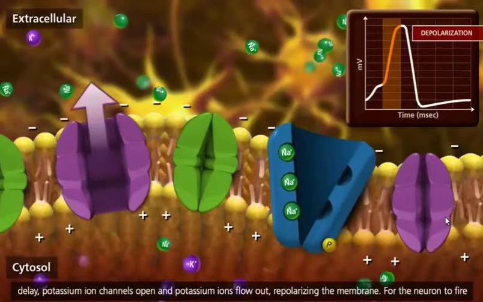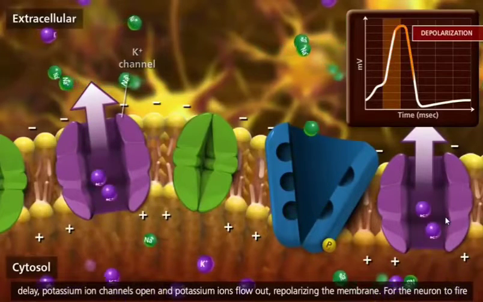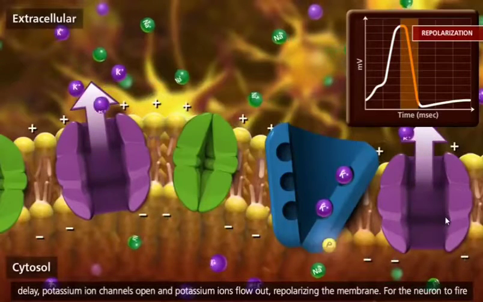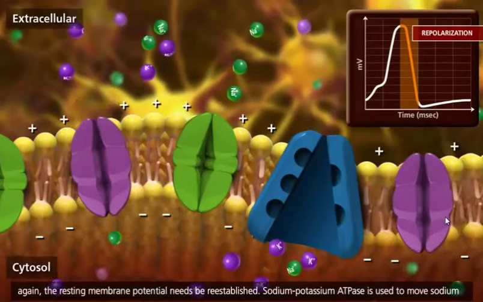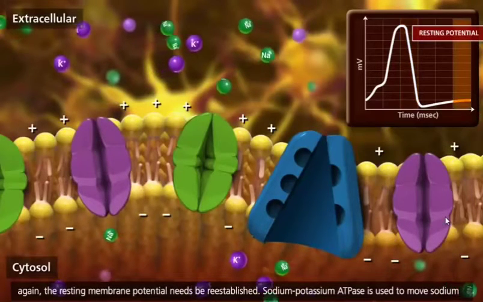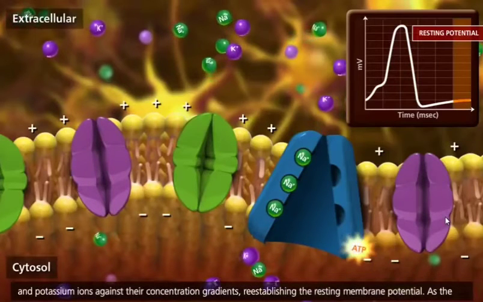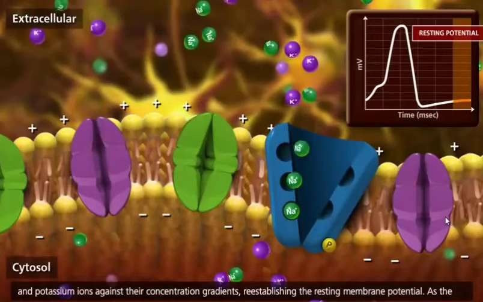After a short delay, potassium ion channels open and potassium ions flow out, repolarizing the membrane. For the neuron to fire again, the resting membrane potential needs to be re-established. Sodium-potassium ATPase is used to move sodium and potassium ions against their concentration gradients, re-establishing the resting membrane potential.